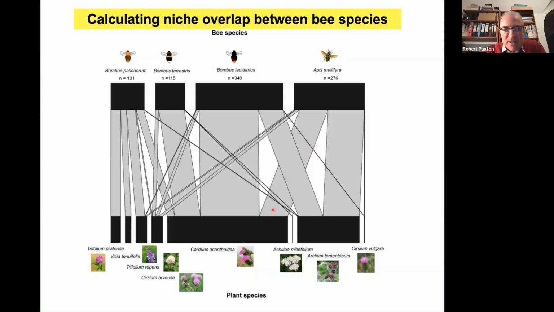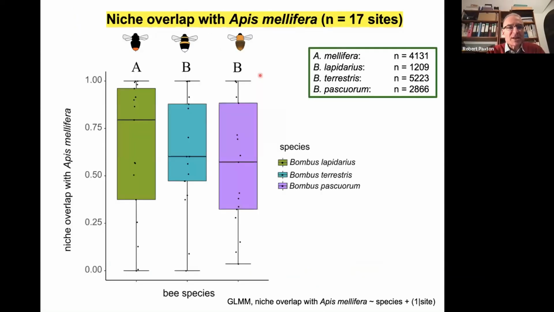acanthoides. Now, we've got the same for this bumblebee, Bombus lapidarius. And you'll see Bombus lapidarius is often visiting the same plants, flowers that honeybee is visiting. But Bombus pascorum is visiting a range of different flower species, largely different from Apis mellifera. And we can quantify to what degree there is a so-called niche overlap between honeybee and these other 3 bee species. And this is what the niche overlap looks like.